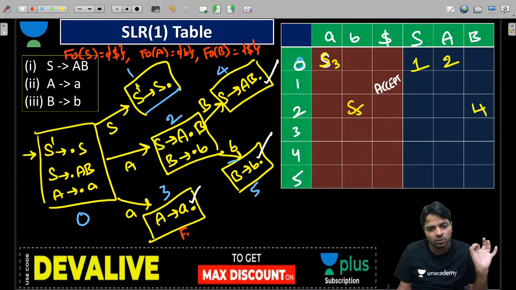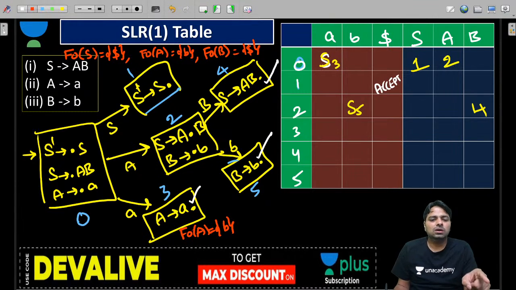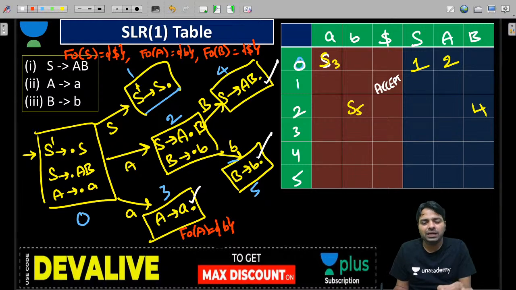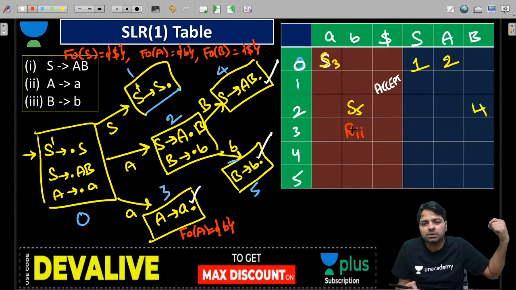Here we look at follow of capital A. We know that is a small b already. So row 3 under b, the production number is 2, so we write R2. 2 is the production number. Remember, A derives A is production number 2.